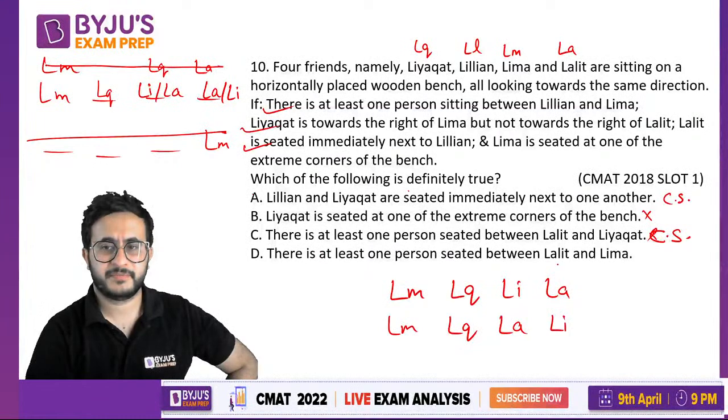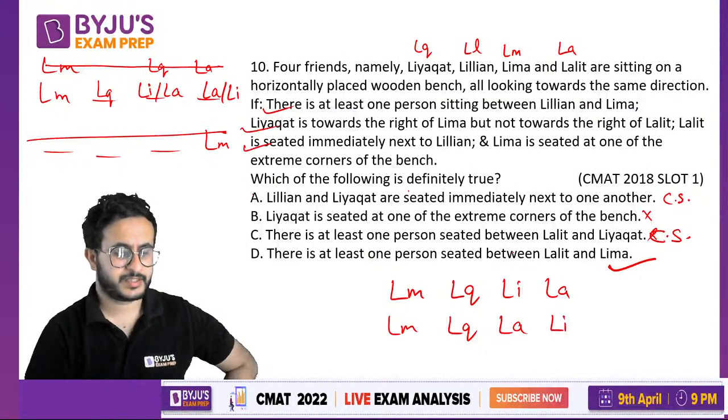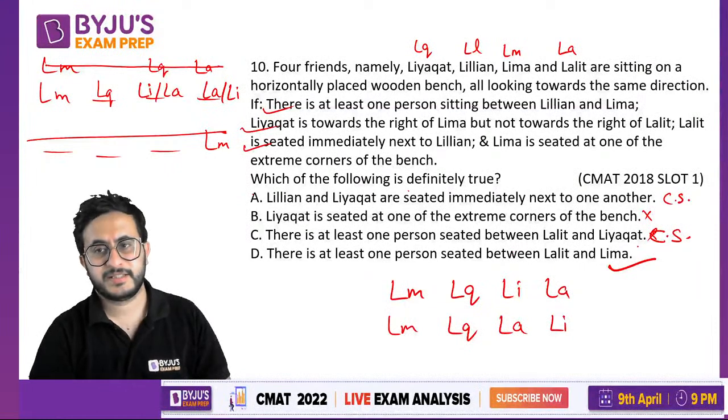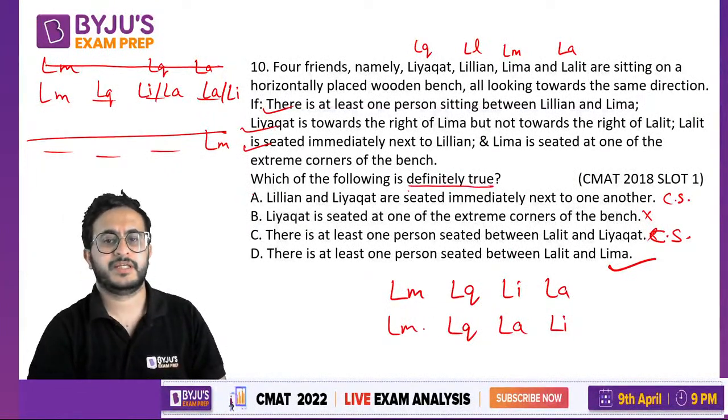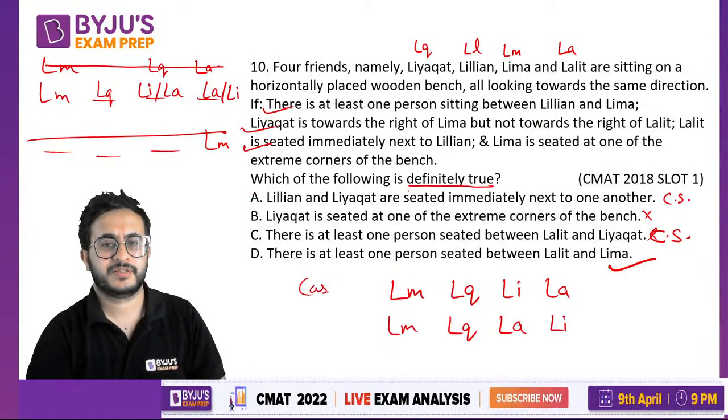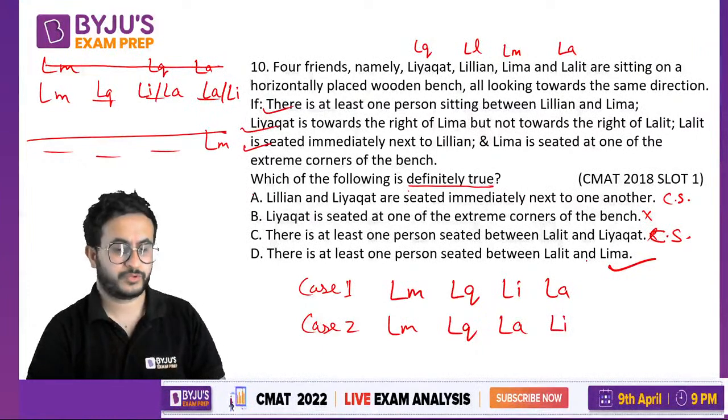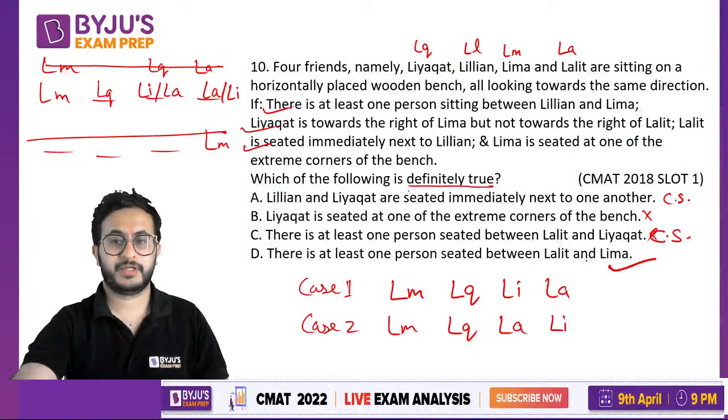So the fourth has to be true. There is at least one person between Lalit and Lima. So that is true. Lima is here, Lalit can be here or here. So the answer is option D. Whenever you have definitely true, it should be true in all cases. This is case 1 and case 2, so this statement is true in both cases.